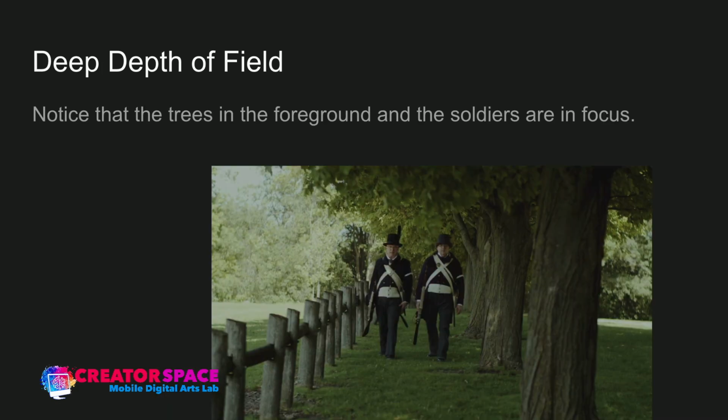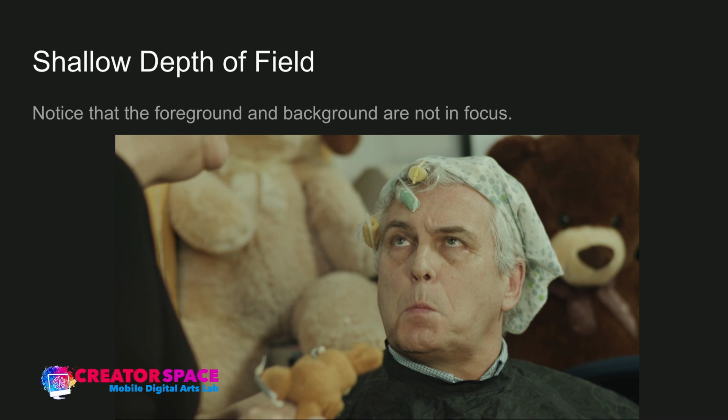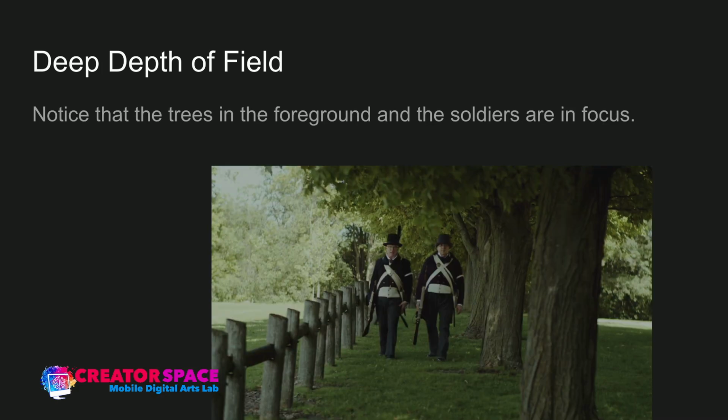Okay, so now here's a deep depth of field, and notice that the trees in the foreground are in focus a bit too, and then the soldiers are in focus, and then all the way to the background is almost in focus. Now it's not a total extreme depth of field, but there's definitely more in focus than the previous example, where really close to the actor, 2 feet from his face, that stuff's out of focus, and 2 feet behind him is out of focus, or about 1 meter in front and behind.